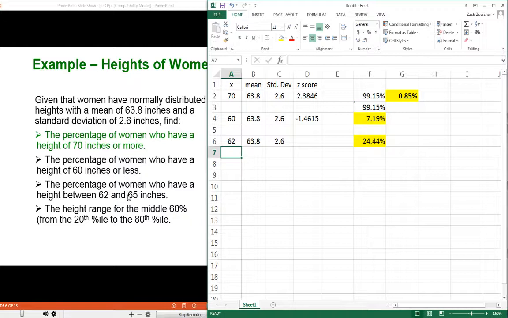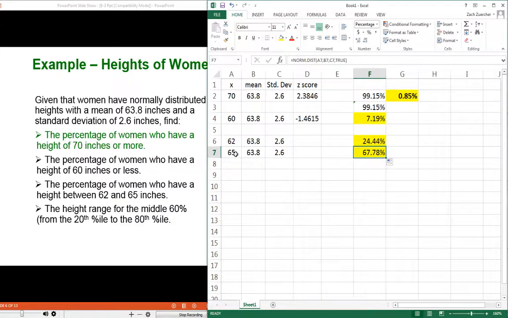Let's go ahead and put in 65, with a mean of 63.8 and a standard deviation of 2.6. In that case, the area or the percentage of the women who have a height less than 65 is 67.78. So 24.44% of the women have a height less than 62.